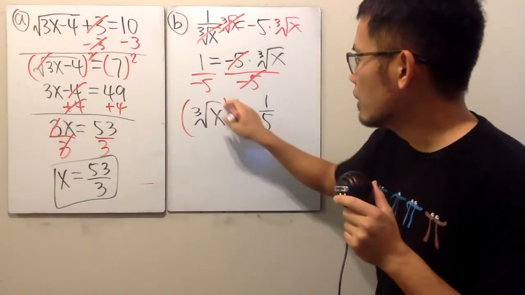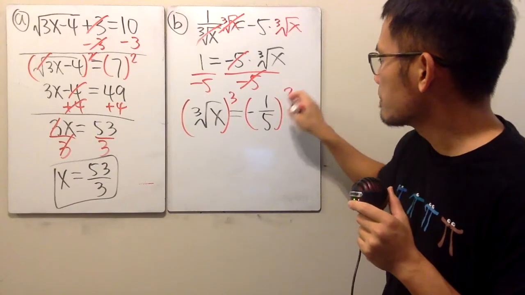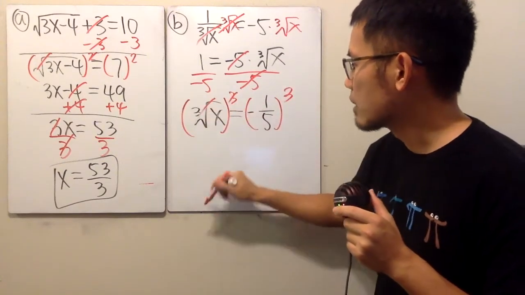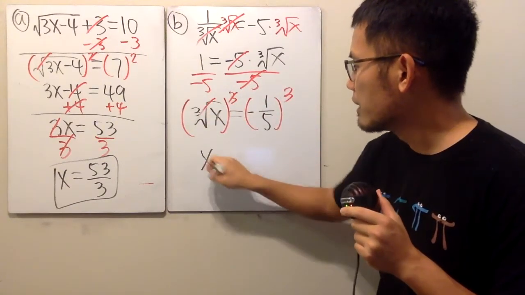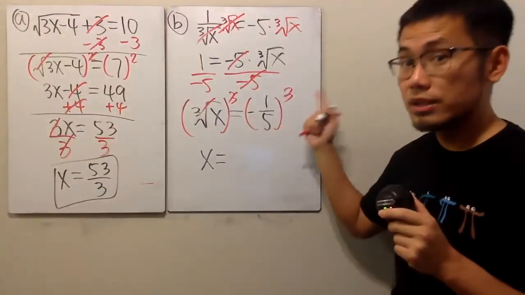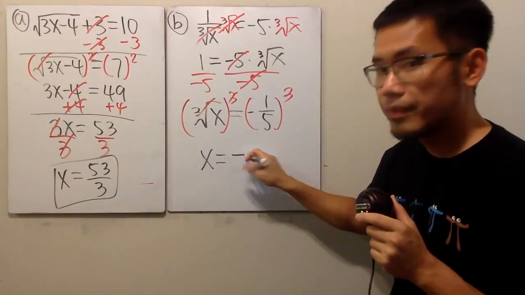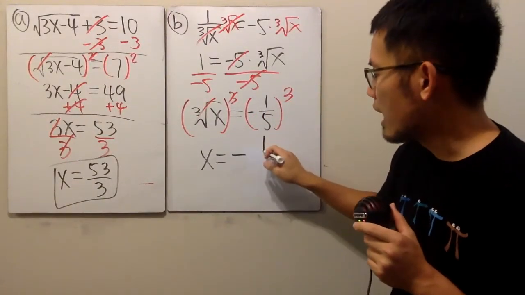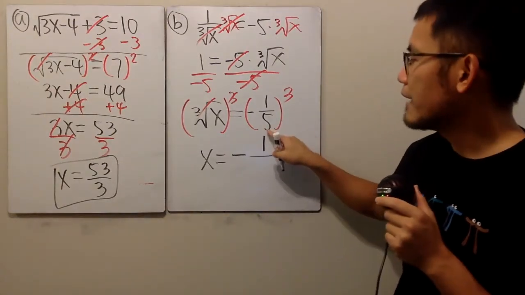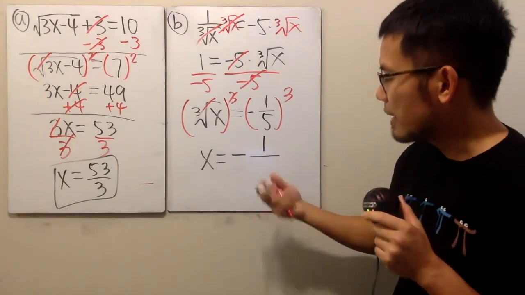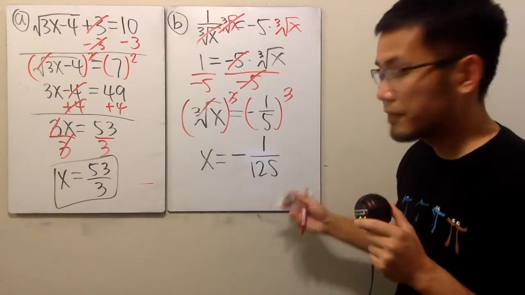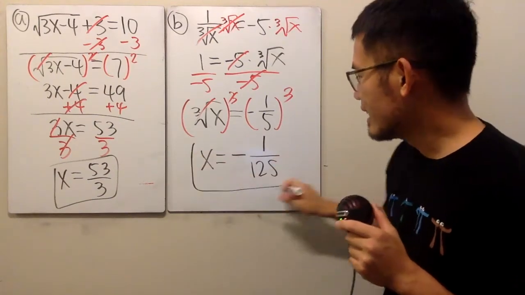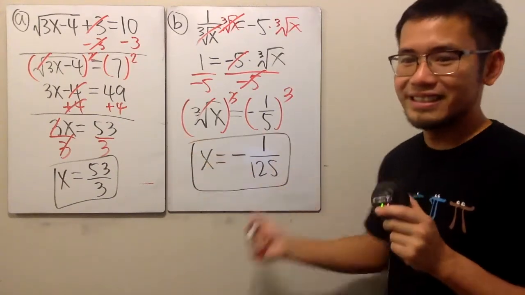Therefore, we continue and we raise both sides to the third power. This and that will cancel, and we get the x by itself. We get negative to the third power is still negative. 1 to the third power is still 1 over 5 to the third power. 5 times 5 times 5, we get 125, like this. And with that, yes, we are done, right?